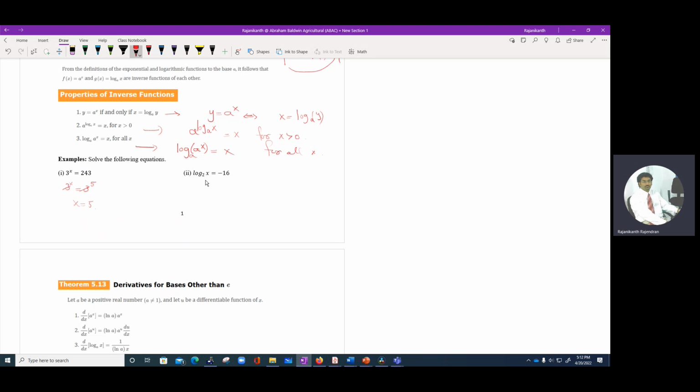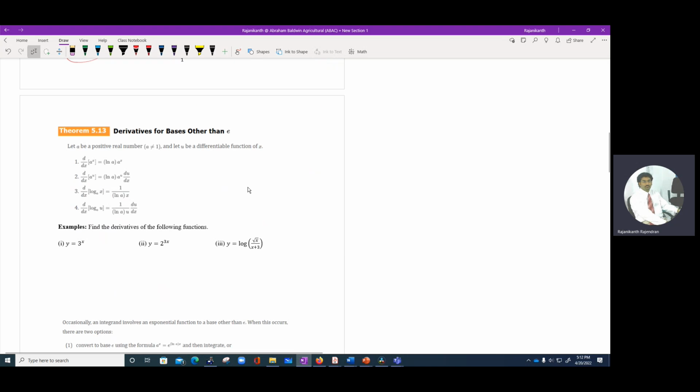But for the second one, you could use this property. So this property says log base 2 of x equals negative 16 could be written as what? If you replace a by 2 and y by x, you will get x is equal to 2 to the power negative 16, right? In this way you could find the answers for x.